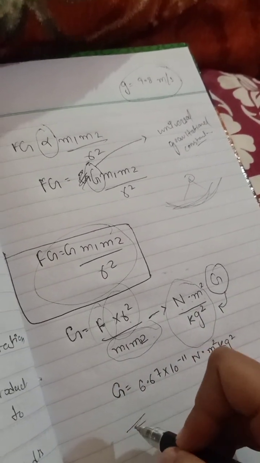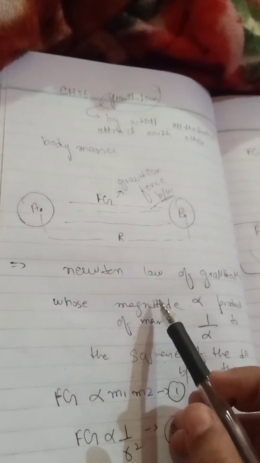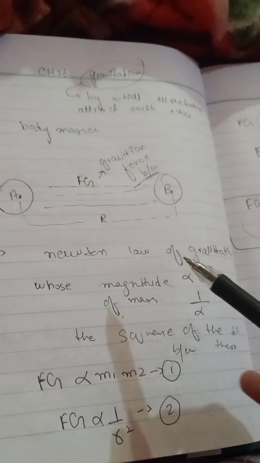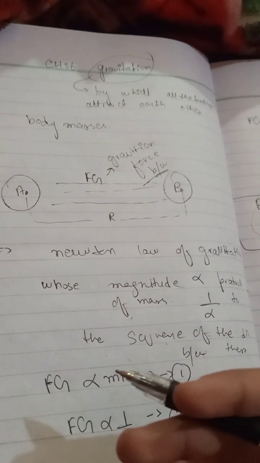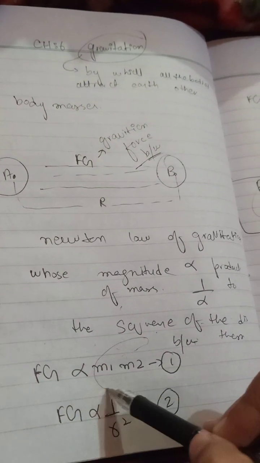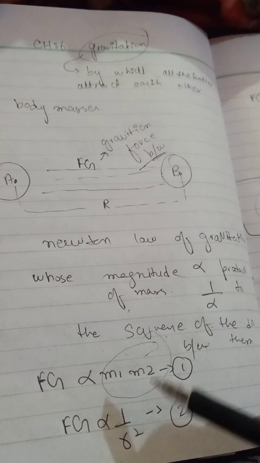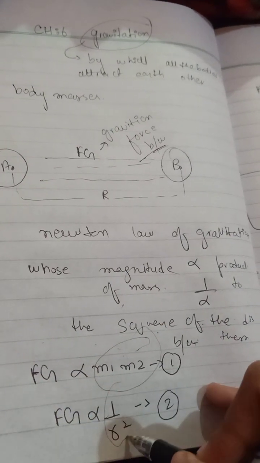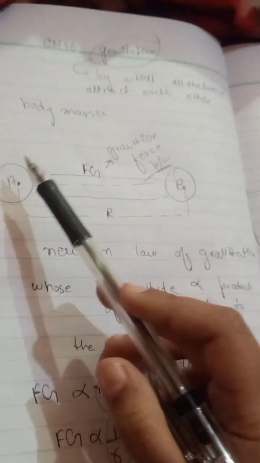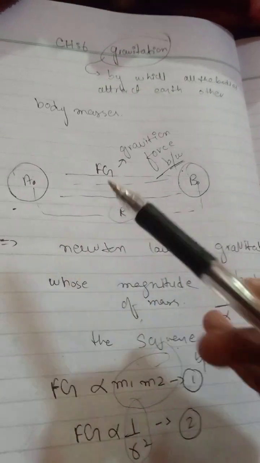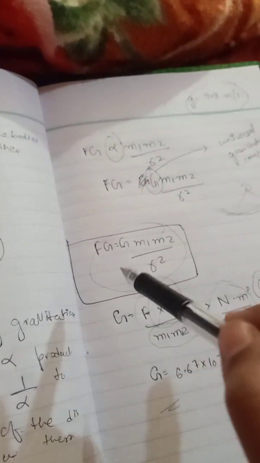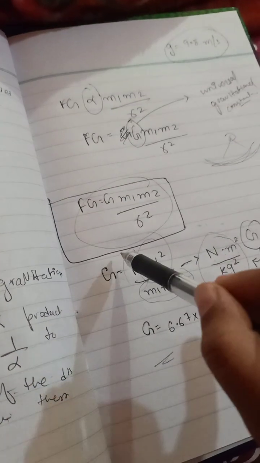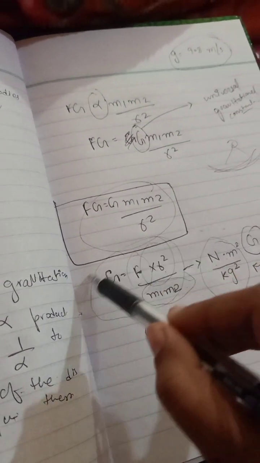So this was about Newton's law of gravitation. The statement was that the gravitational force is directly proportional to the masses and inversely proportional to the square of the radius. Through this he calculated the gravitational force formula as well as the gravitation constant.